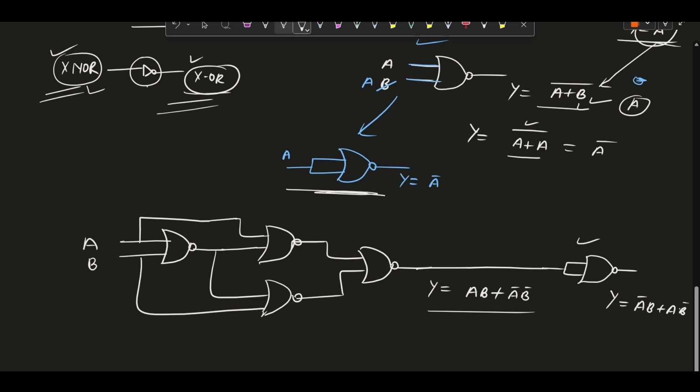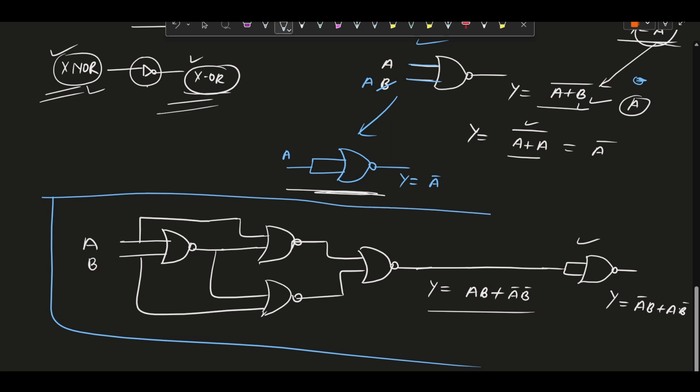So this is the final implementation, this is how the circuit of the XOR gate implementation using NOR gates will look. So how many NOR gates are used here? 1, 2, 3, 4 and 5. So if in any interview or test the question comes, how many minimum NOR gates are required to implement the XOR gate, then we can simply write our answer as 5.